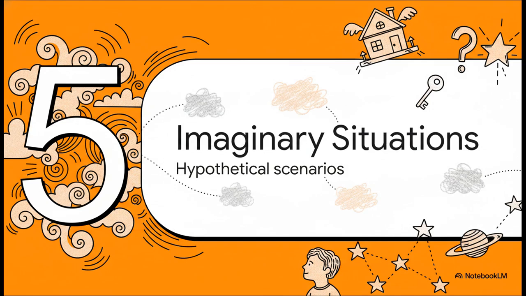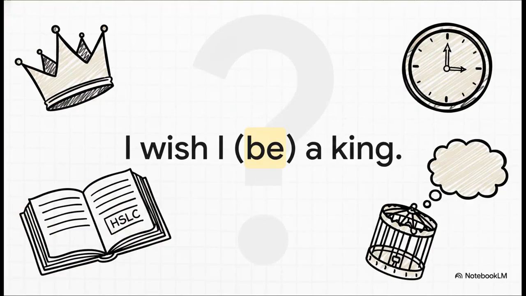Next up, Part 5, Wishes and Imaginary Situations. Now we arrive at one of the most fascinating patterns. In strict grammatical terms, this is often related to the subjunctive mood, but you know what? Let's drop the intimidating jargon. This is simply how the exam tests you on hypothetical, impossible, or purely imaginary scenarios.